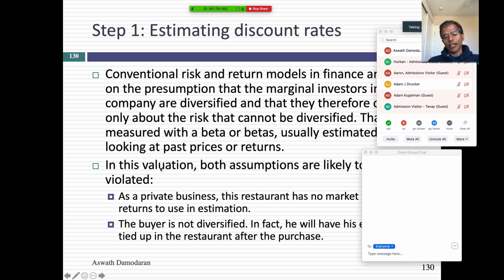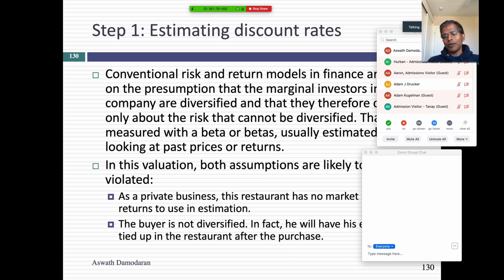To do a discounted cash flow valuation, you need a discount rate. And everything we've done so far has been built on valuing public companies. With public companies, we make this very convenient assumption: the assumption that the marginal investor is diversified. And what does it allow us to do? It allows us to focus only on the risks that cannot be diversified away and use a beta to capture the cost of equity. Big assumptions, but we make them fairly cavalierly with public companies.